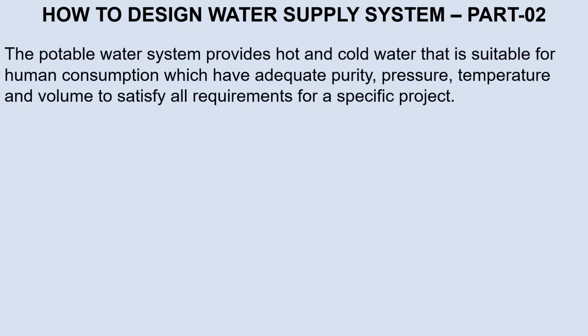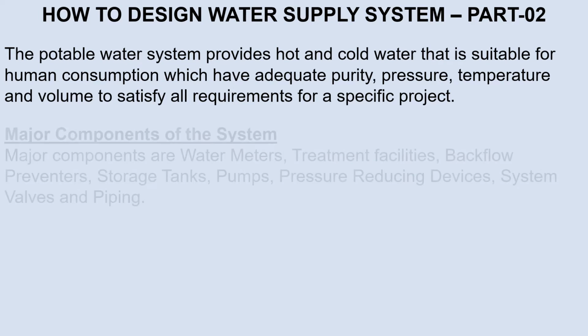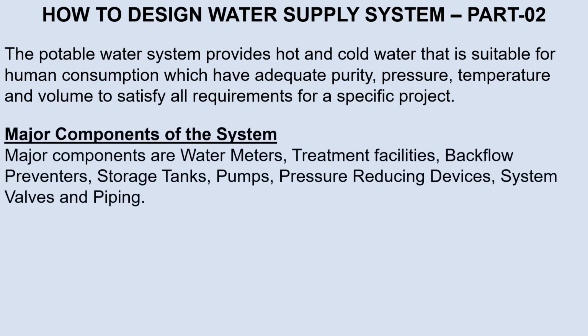The potable water system provides hot and cold water that is suitable for human consumption, which has adequate purity, pressure, temperature and volume to satisfy all requirements for a specific project. The major components are water meters, treatment facilities, backflow preventers, storage tanks, pumps, pressure reducing devices, system valves, and piping.